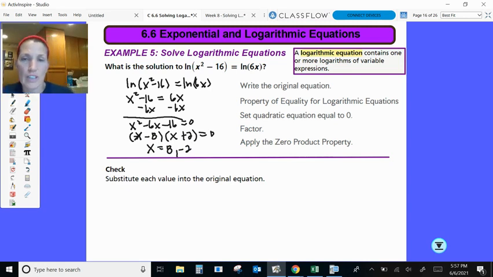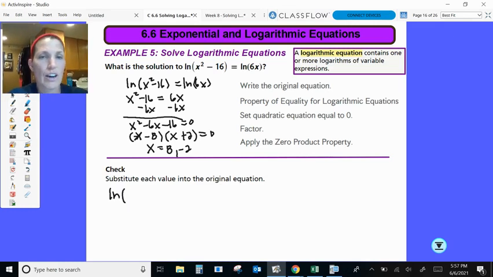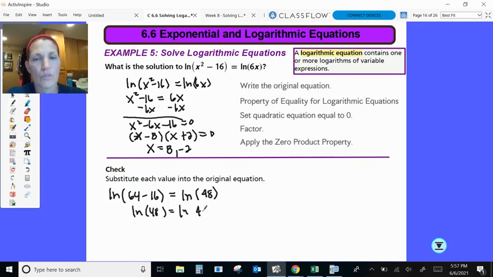Now we need to check these, because we could end up with some extraneous solutions. So let's plug this back into our original equation. Natural log of 8 first of all. So 8 squared is 64, minus 16 equals natural log of 6 times 8, which is 48. 64 minus 16 is 48. So natural log of 48 equals natural log of 48, and this is true. We don't need to actually calculate it. We know that this is already a true statement. We're good to go.